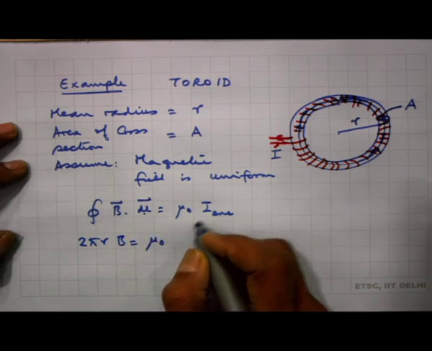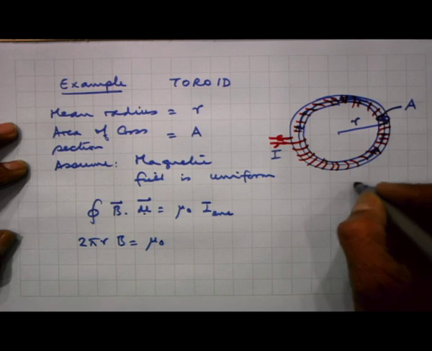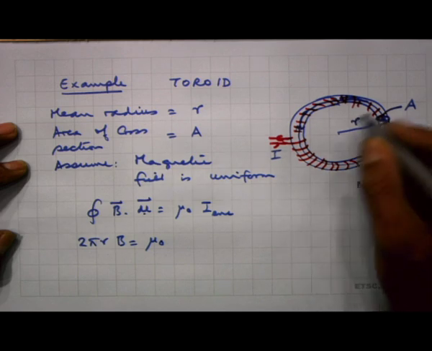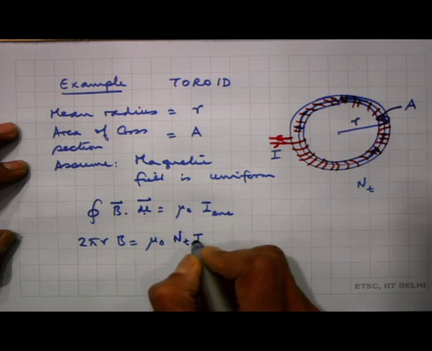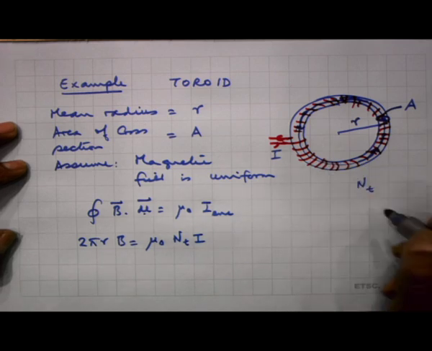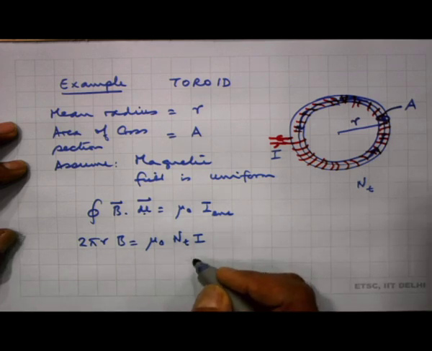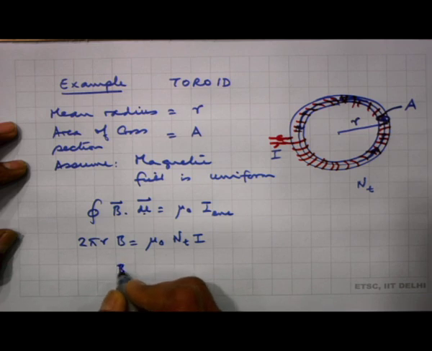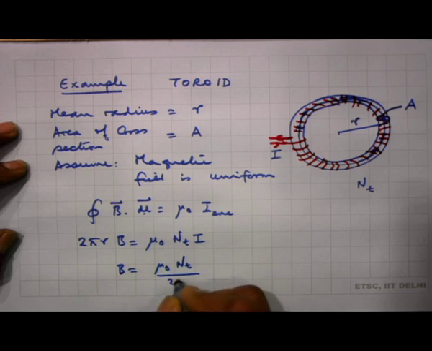Now, what is I enclosed? Remember, if there are nt turns in this toroid, then the total current enclosed is nt times I. So, each of these loops encloses a current I. There are nt such loops. So, the total current enclosed is nt times I. So, magnetic field is equal to mu naught nt by 2 pi r into I.